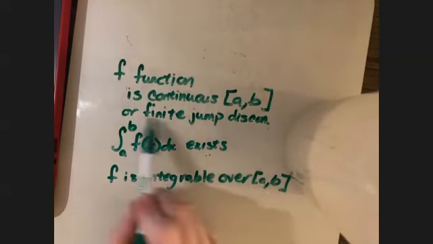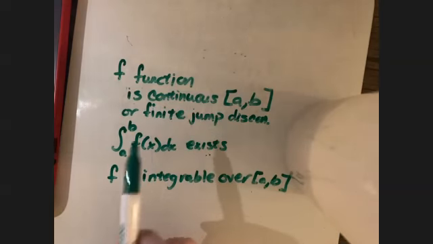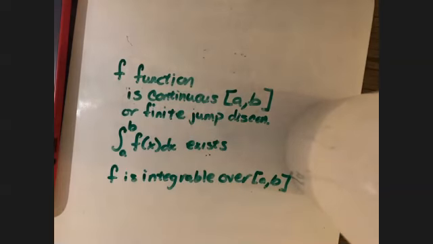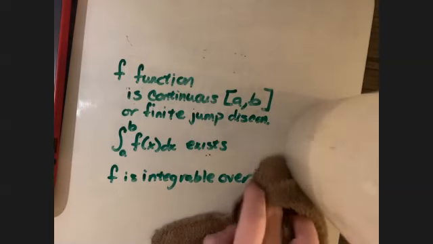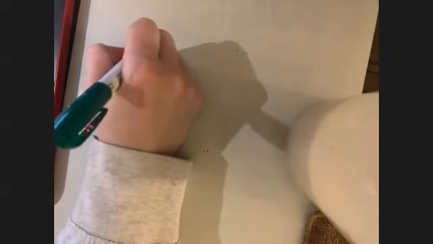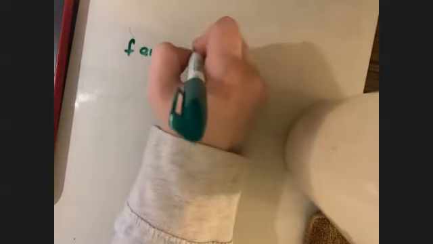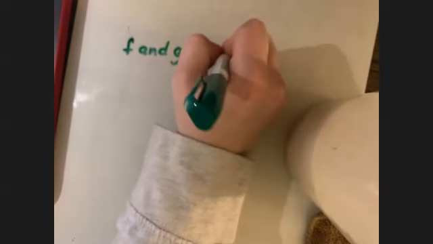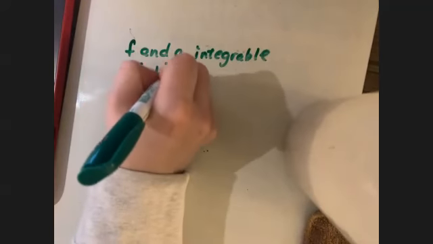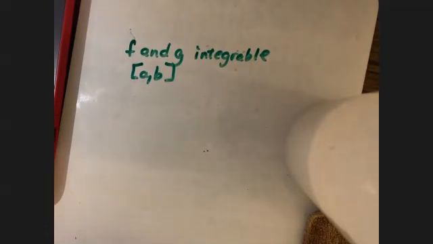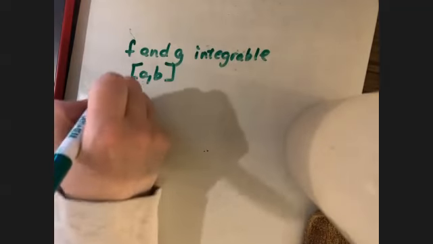Now, I'm going to come back to these finite jump discontinuities as we process forward over the next little bits, and it'll make more sense when we pull that in with one of the rules that we have. So now, if f and g are integrable on A to B, then the next several things hold true.